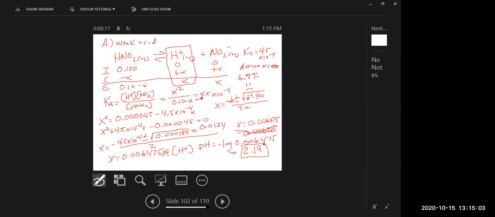Any questions on any part of that? Now, if you did the assumption and you didn't check it, you probably got an answer pretty close to that, maybe 2.18. And again, remember, it won't always be that close, but our rule again is 5%. So at 6.7, you should not make the assumption. Any questions on part A?